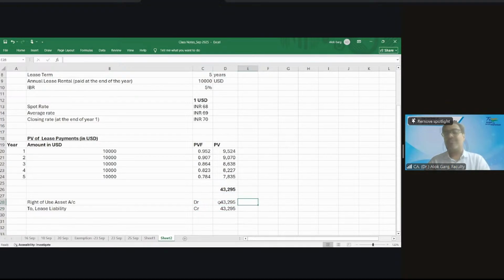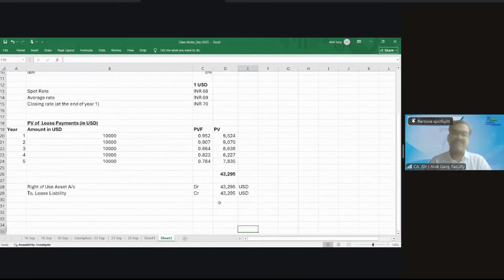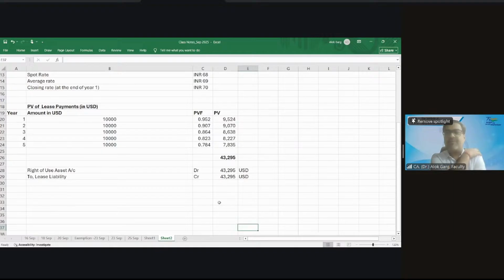But this is in US dollar. Should I record the amount in US dollar? No. I have to record in INR. Functional currency is INR, sir. We need to convert it into INR. So how can I record in INR? What value should I use? What exchange rate should I use? Closing rate, sir? We need to put the exchange rate of the commencement date.